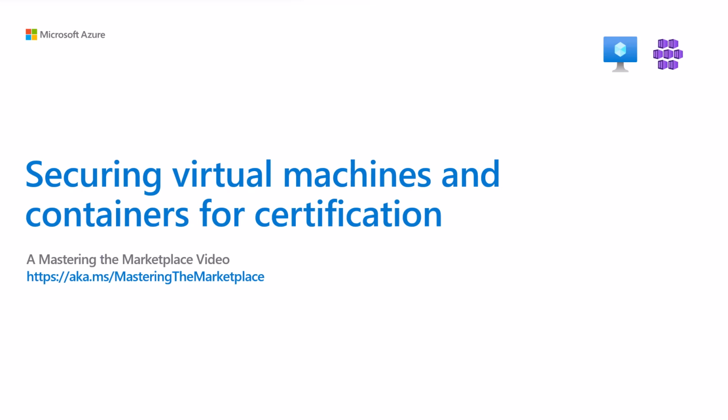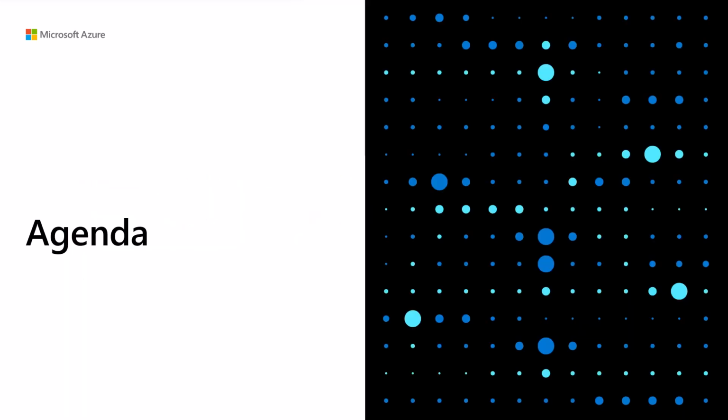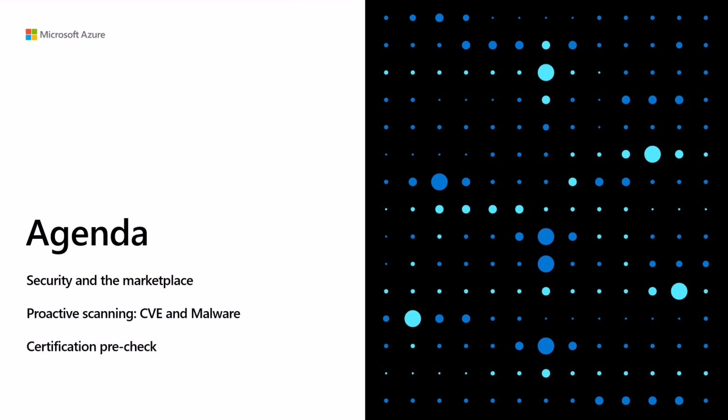Now let's see what we'll cover in this module. Firstly, there are some baseline considerations and expectations for compute offers in the Azure Marketplace, and we'll take a look at some of those topics. Next, I'll cover CVEs and malware, what they are, the differences, and steps you can take to avoid each of these things. Then I'll look at the steps you can take before submitting your offer to better ensure you pass security certification the first time. These are essentially best practices for securing your containers and virtual machines.